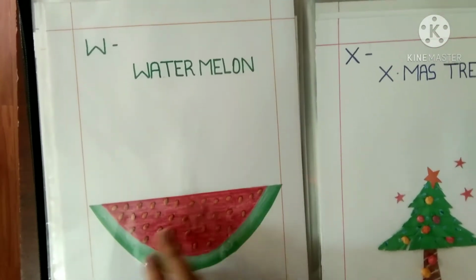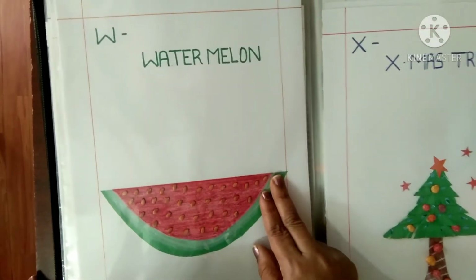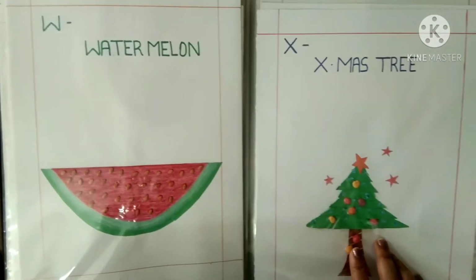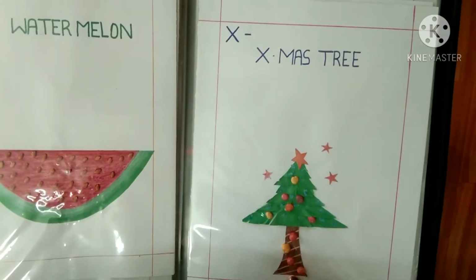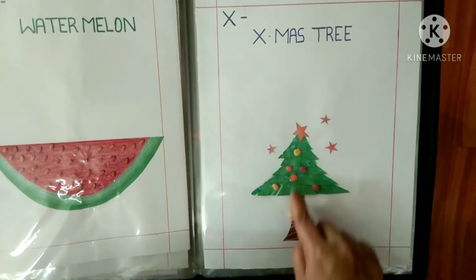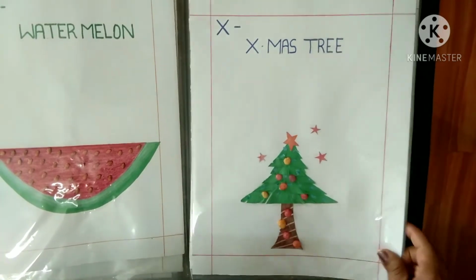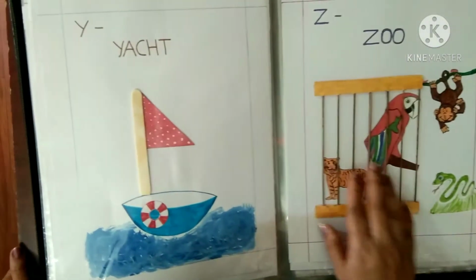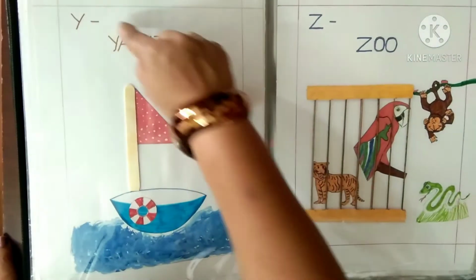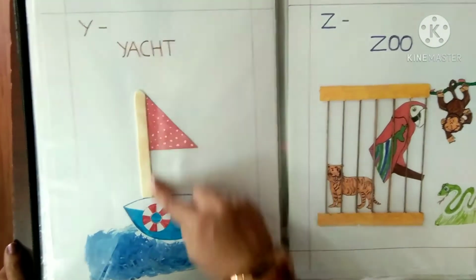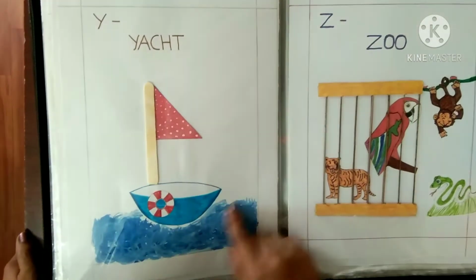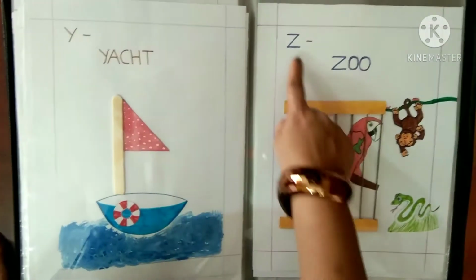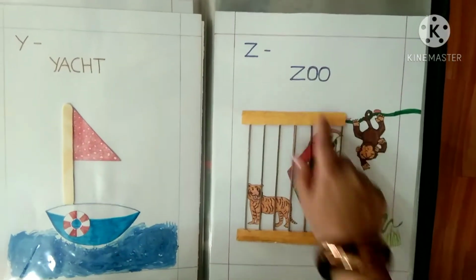Pasting, cutting, dabbing, fingerprinting, thumb printing, all can be utilized. This is an Xmas tree which has been done in a decorative manner. These are the band balls which have been used to do this. Y for yacht, ice cream stick art, pasting an ice cream stick and a wheel. Y for yacht is done, and Z for zoo. So beautifully the zoo has been done.